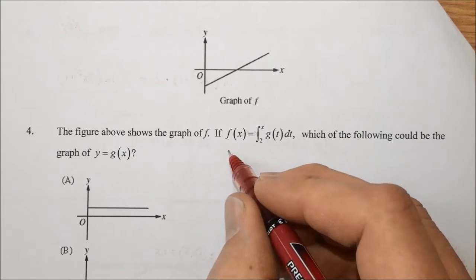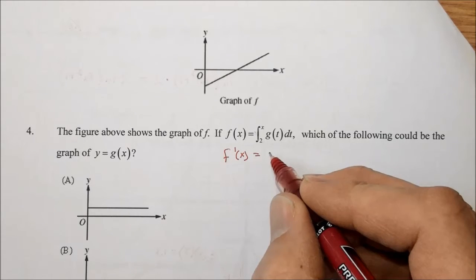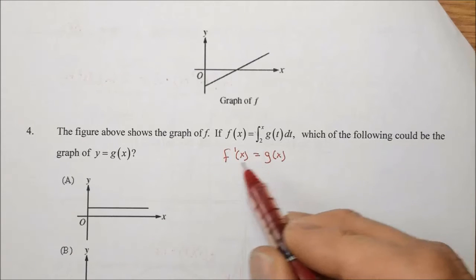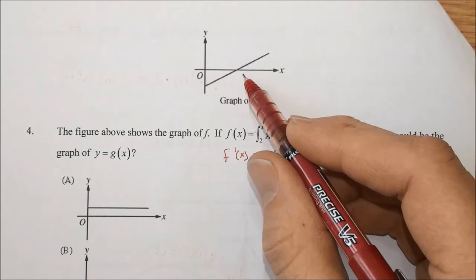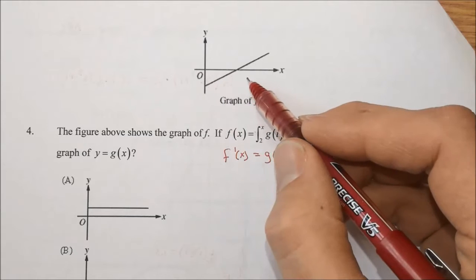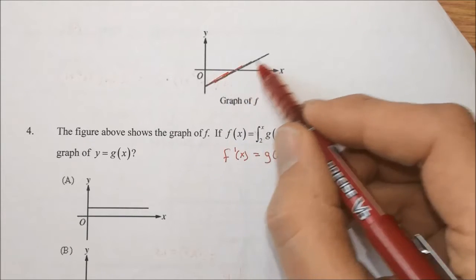Alright, well, we know that f prime of x is equal to g of x. So if we want the graph of g of x, we need to be looking for the graph of f prime of x. This is the graph of f. We need the derivative. Well, the derivative is the slope of the tangent. The derivative will actually be whatever this slope is.